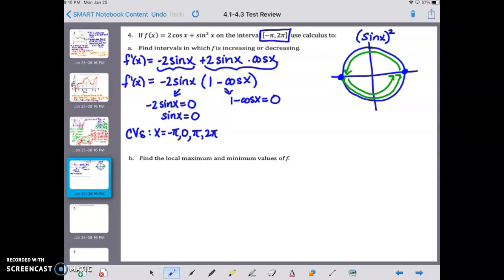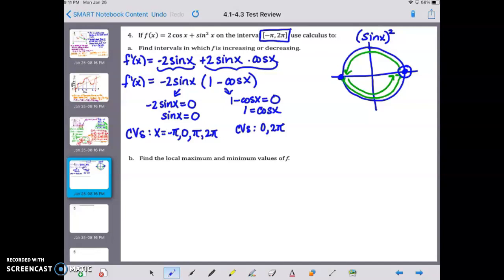And then the second equation, if I add cosine x to the other side, then this becomes 1 equals cosine x. So now the question is, well, where does cosine x equal 1 on the unit circle? That only happens at one location, which is that spot right there, right? That's where cosine is equal to positive 1. So in terms of our window, it's going to happen at 0 and again at 2 pi. So our critical values here are going to be 0 and 2 pi. All right, so we do have some repeating between the two.